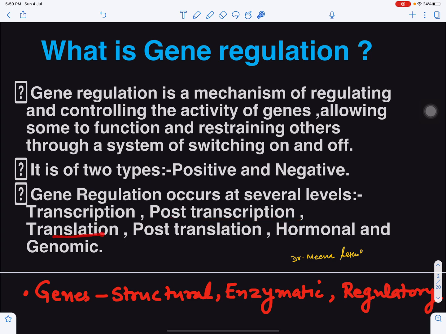At the formation of the protein, it is translation. After the formation of the protein, there is post translation. Like if insulin has to be produced, first there is proinsulin, then that will be converted into insulin. So this is called post translational regulation. Formation of hormone. Then at the genetic level, genomic regulation.